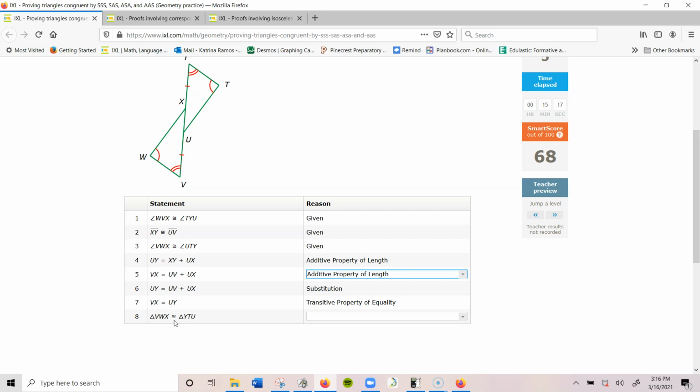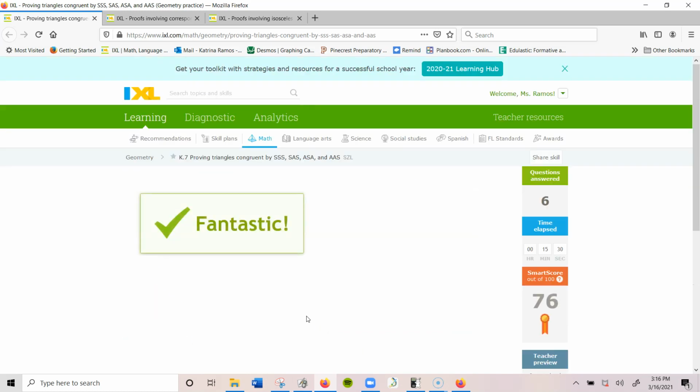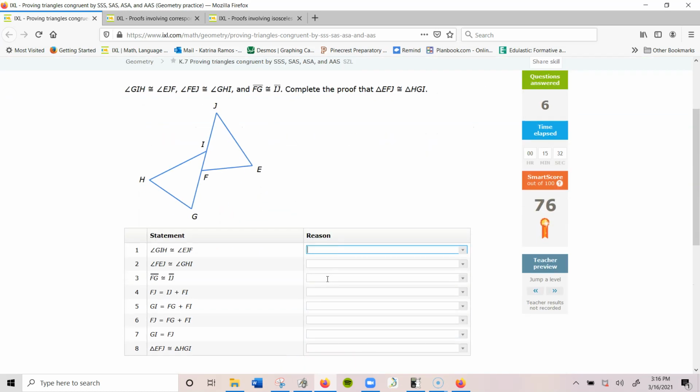If we're trying to figure out that these triangles are congruent, read your triangle counterclockwise. We start with an angle, and then an angle, and then a side. So this must be angle, angle, side. Okay, we'll do this last one and then move on to the next IXL.